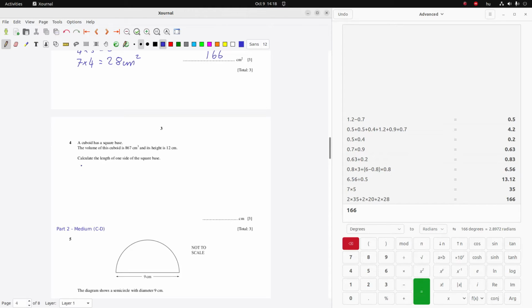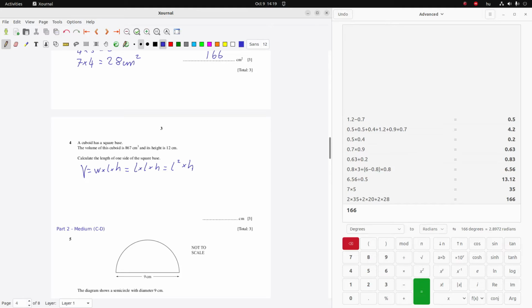volume. Volume is equal to width times length times height in the case of a cuboid, right? In this case, we know that the length is the same as the width. So we're going to rewrite this as length times length times height, which we can rewrite again as length squared times height.